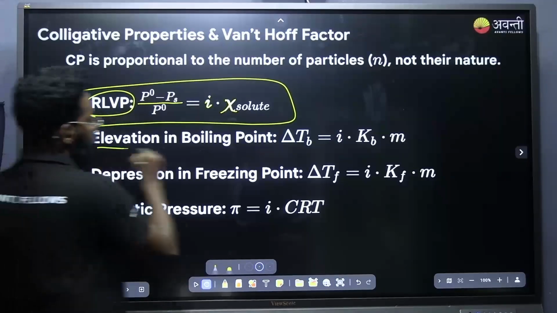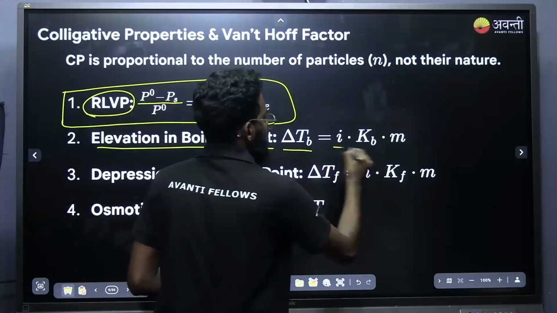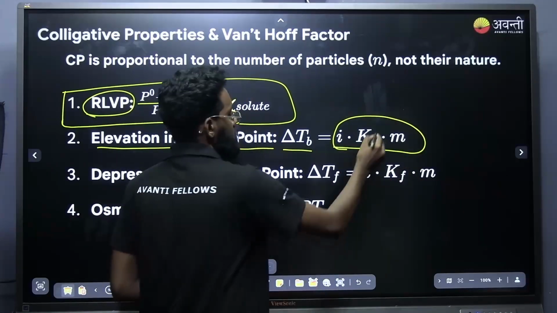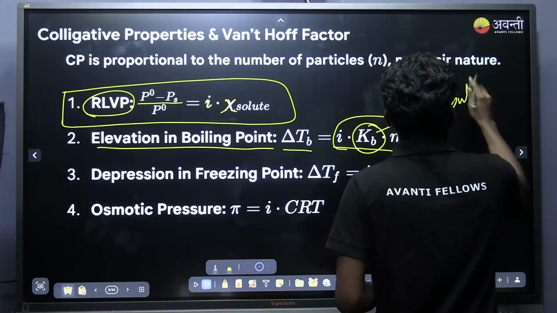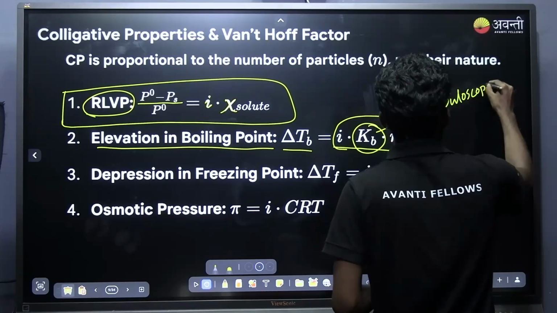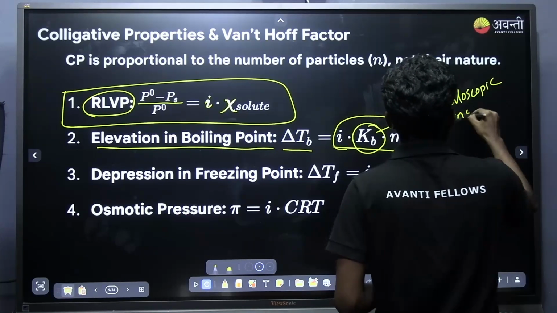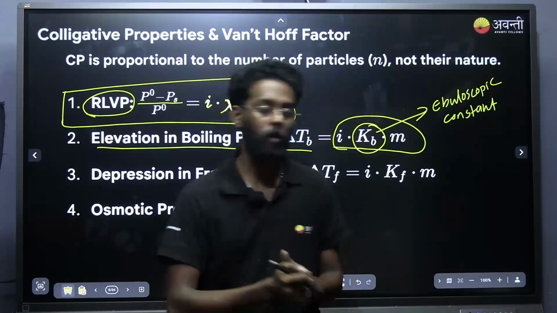Now elevation in boiling point. What is elevation in boiling point? Delta Tb is equal to i into Kb into m. What is this Kb? Kb is the ebullioscopic constant, or molal elevation constant.